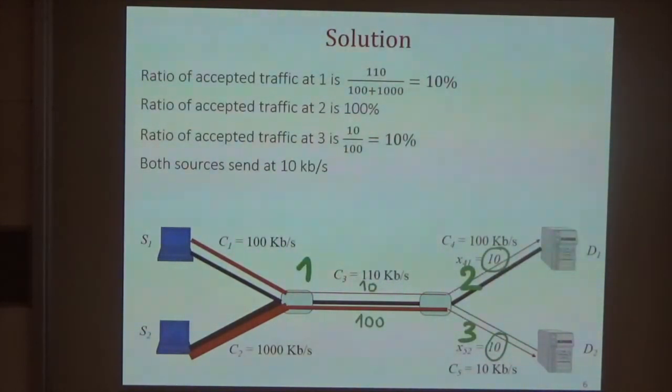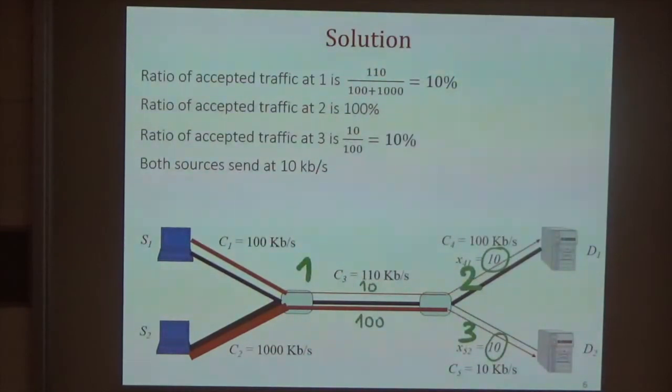But it's interesting to look at the other flow. What is the other flow doing? Flow 2, that is sending at 1,000 kilobit per second, gets only 100 through here. And now, since the link is also at 10, sorry, it's at 100 here, is only at 10, it will get only 10 through here. So this one also will have a useful throughput of 10 kilobit per second.